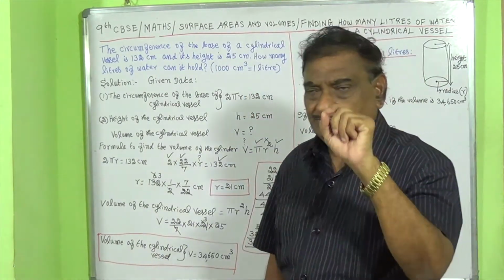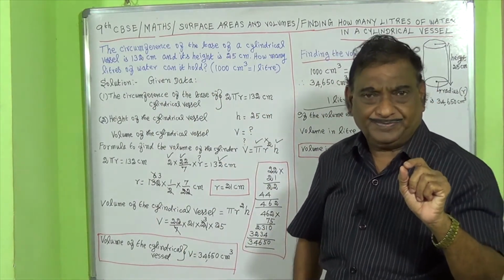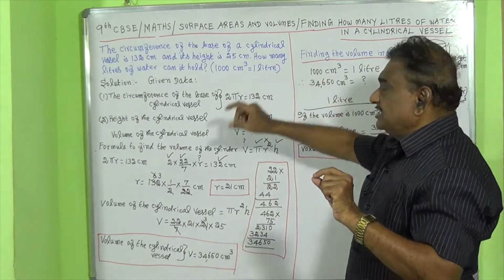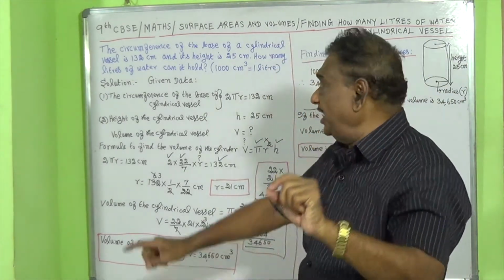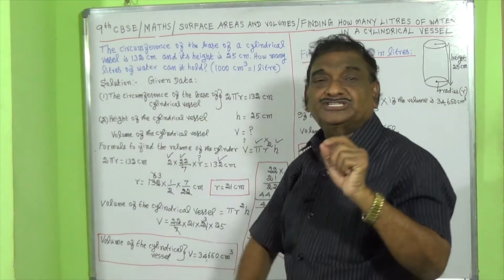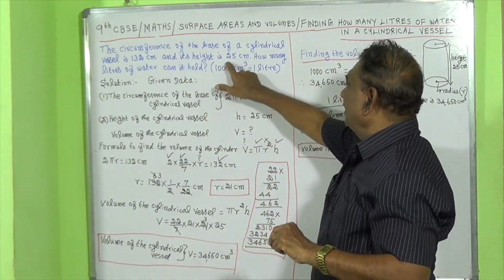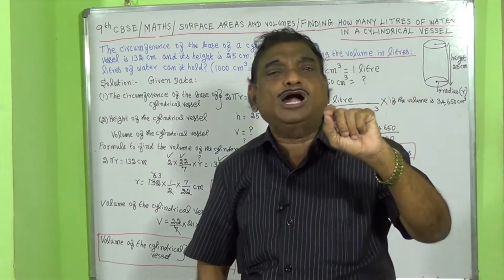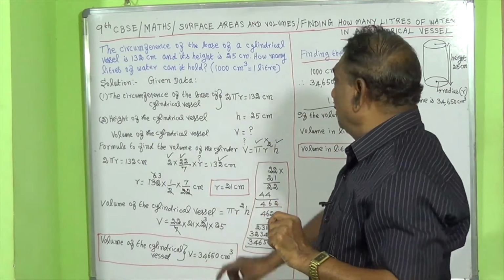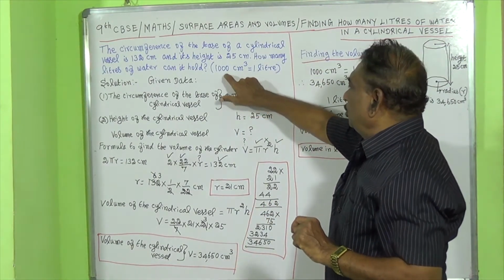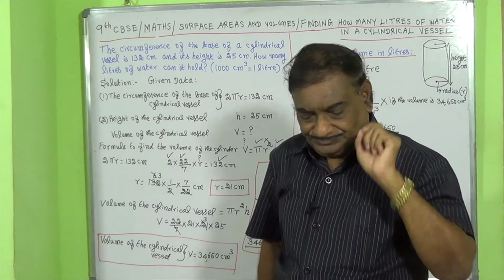What is the sum? The circumference of the base of a cylindrical vessel is 132 centimeter and its height is 25 centimeter. How many liters of water can it hold? One hint is given: 1000 centimeter cube equals 1 liter.